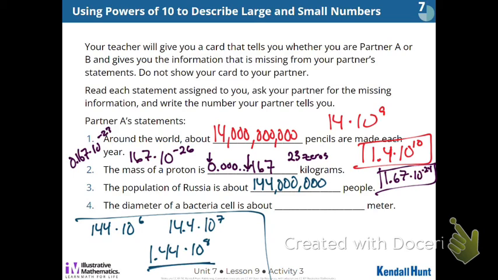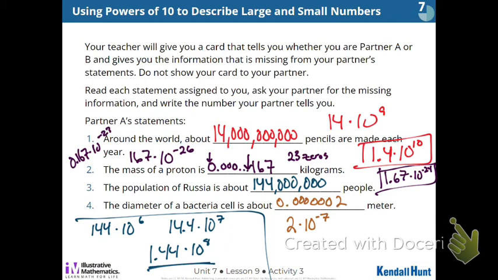Diameter of a bacteria cell. I'll write this one out. 0.0000002 meters. How many zeros? Who's got one for me here? Sean. 10 to the -7 times 2. 2 times 10 to the -7. So 1, 2, 3, 4, 5, 6, 7. Yeah, I'd put it right there.